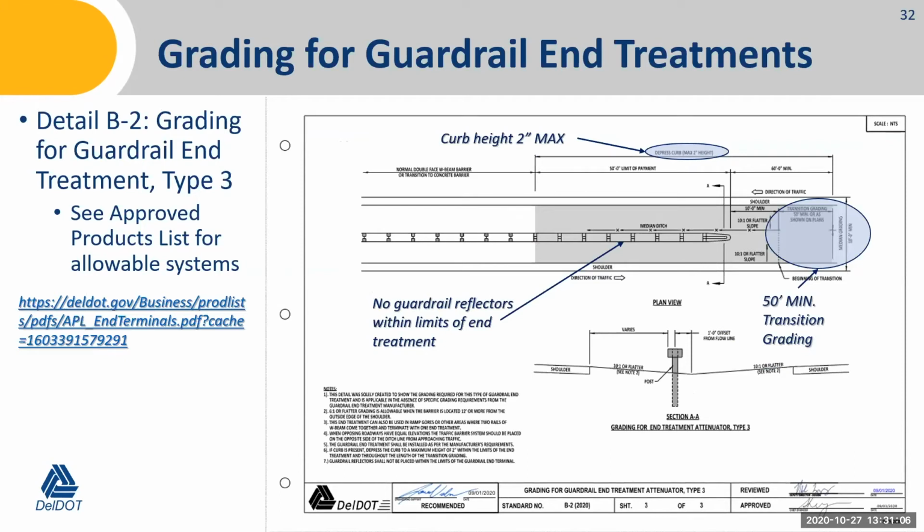The type 3, which is your median terminal, this grading detail was updated to account for transition grading on the approach. So it's a 50-foot minimum area shown on your plans for transition grading. And then beyond that transition grading, it's a 10-to-1 or flatter slope approaching the nose of the end terminal. Curb is depressed to 2 inches maximum height. And again, no guardrail reflectors within the limits of the end treatment.